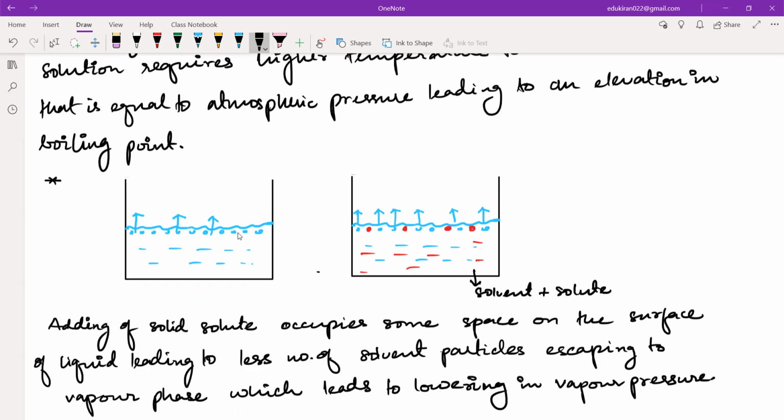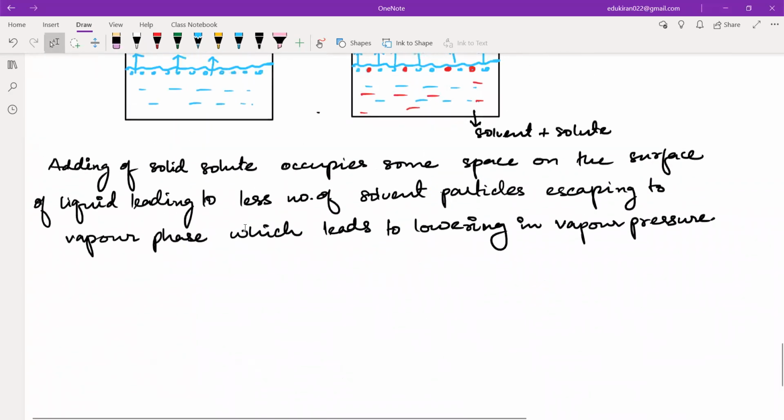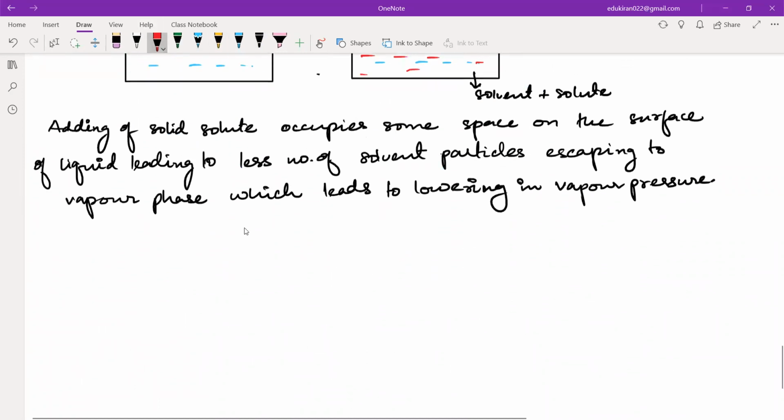Done, everyone? Yes or no? Please tell me. Done, sir. Okay. Now we will look at the graph for elevation in boiling point.